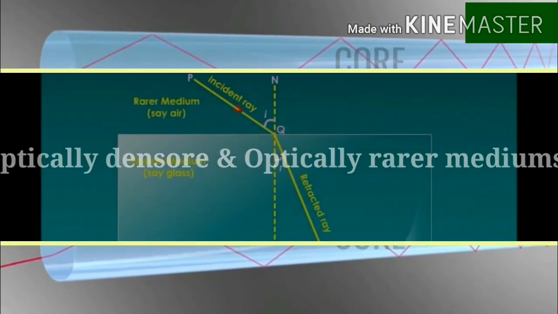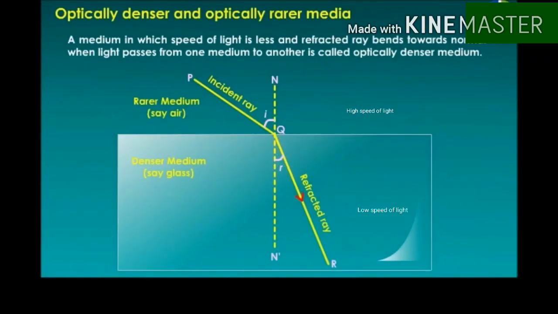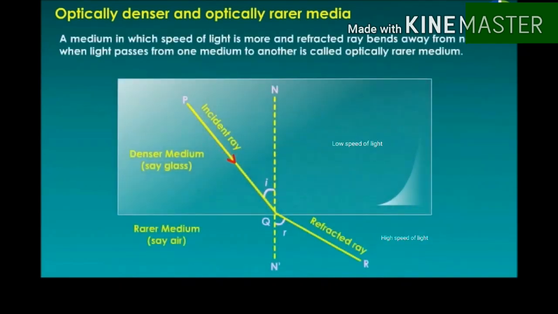A medium in which the speed of light is less and the refracted ray bends towards the normal when light passes from one medium to another is called an optically denser medium. A medium in which the speed of light is more and the refracted ray bends away from the normal when light passes from one medium to another is called an optically rarer medium.